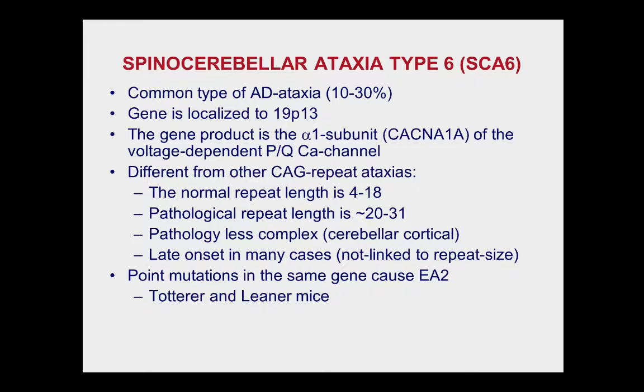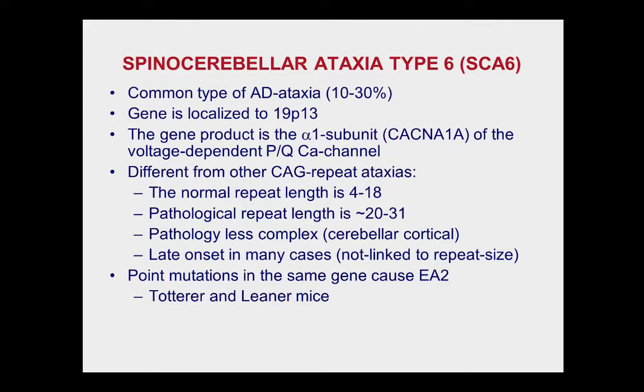It's a little different from the other CAG repeat diseases in that the normal repeat length is relatively short, from 4 to 18, and the pathological repeat length is quite short as well. It's only about 20 to 31. It's a fairly simple cerebellar cortical degeneration for the most part, and the onset can be quite late. But the age of onset and severity of disease don't seem to be linked to the length of the repeat size like they are in some of the other conditions.